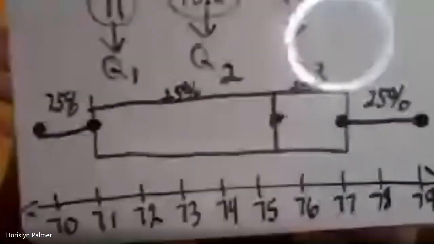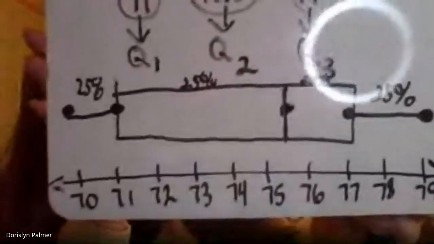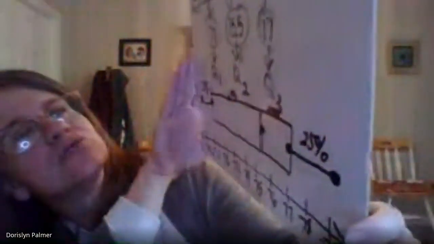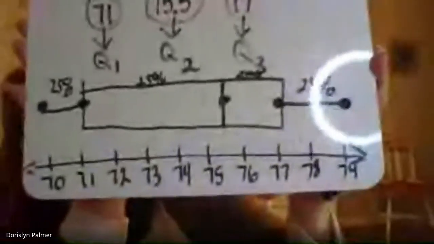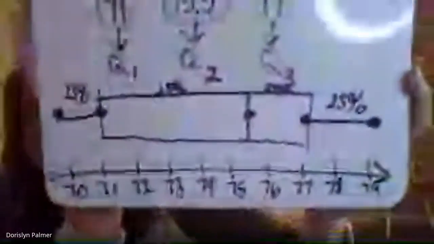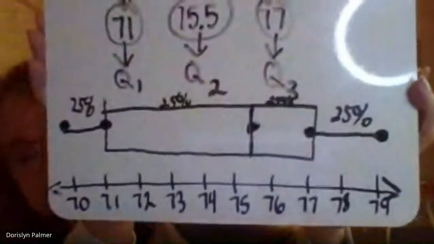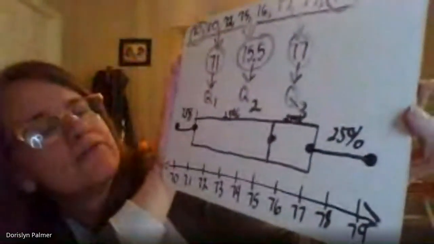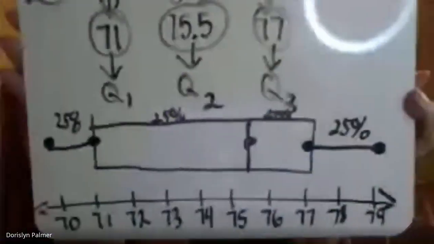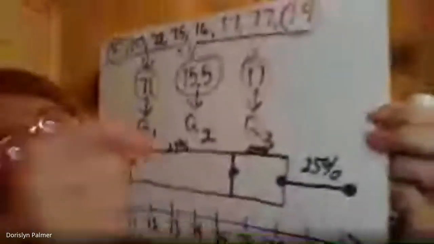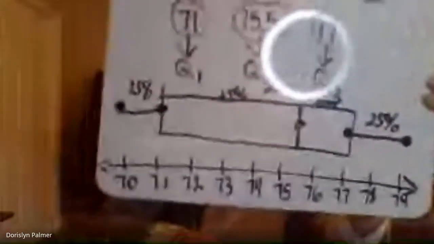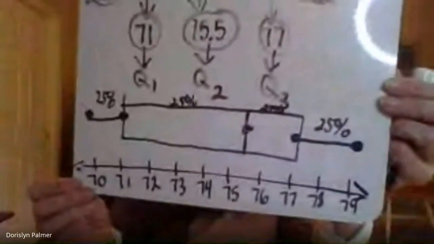But you might get questions about a box and whisker plot. Like it might say a true false and say 25% of my data is greater than 77. That would be true. It might say 50% of my data is between 71 and 77. True. It might say 25% of my data is greater than 75.5. That would be false because it's 50% is greater than that. Okay? So you may have questions on that.